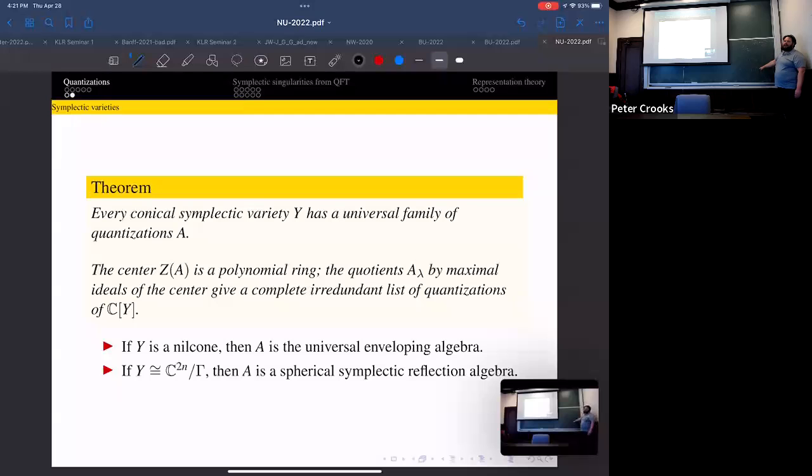And note here, this is related to this. This is actually a type A Slodowy slice with some regular orbit that makes up the deformation. All right. And I should have said that sort of how you prove this theorem is that this universal family has a unique quantization, and that's the universal one.